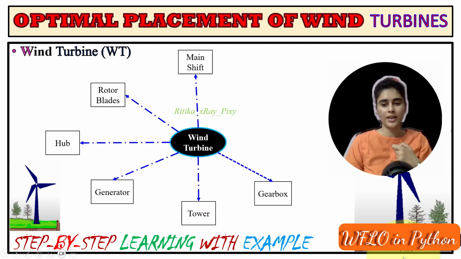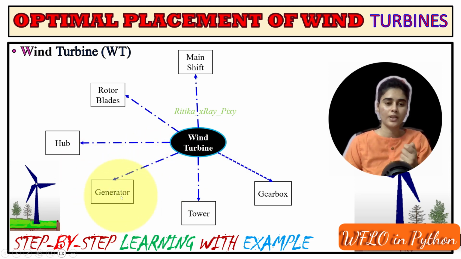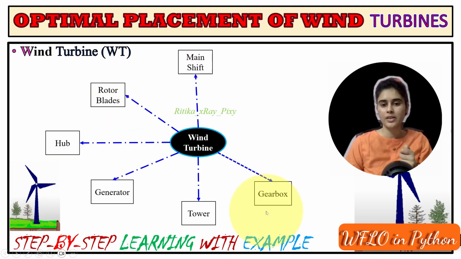First we have the wind turbine. As we all know, a wind turbine is a device that converts kinetic energy from wind into mechanical energy that we can use to generate electricity. Here you can see different components of the wind turbine, like the generator, which is mainly responsible for converting the mechanical energy into electrical energy. Then we have the hub, the central part of the wind turbine, and other parts you can see here: tower, gearbox, blades, and main shaft.